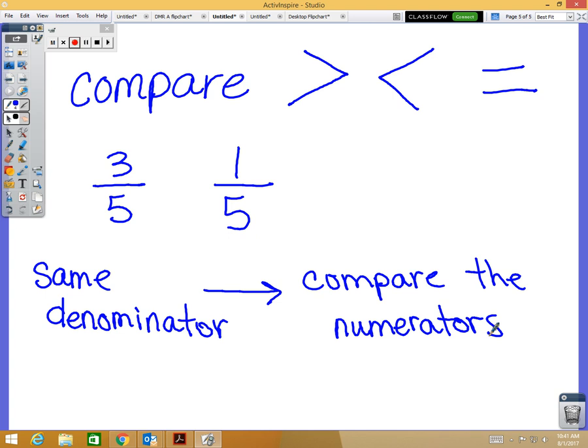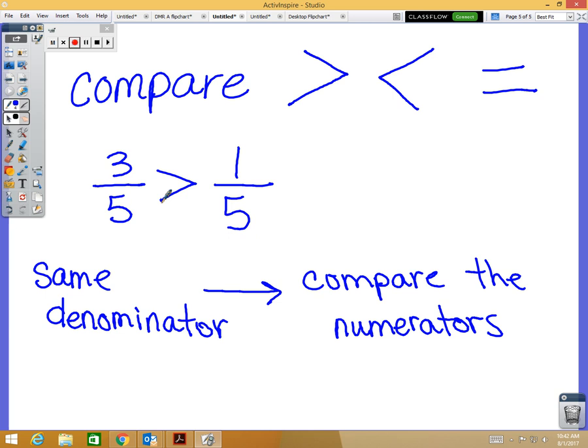So I'm comparing a 3 to a 1, and we all know that 3 is greater than. We could also model. I don't think really anyone wants to have to draw pictures, right? But we could. We could draw a picture of 3/5. We could draw a picture of 1/5 and prove it that way. So if someone ever said, prove your answer, you could always prove it by modeling.